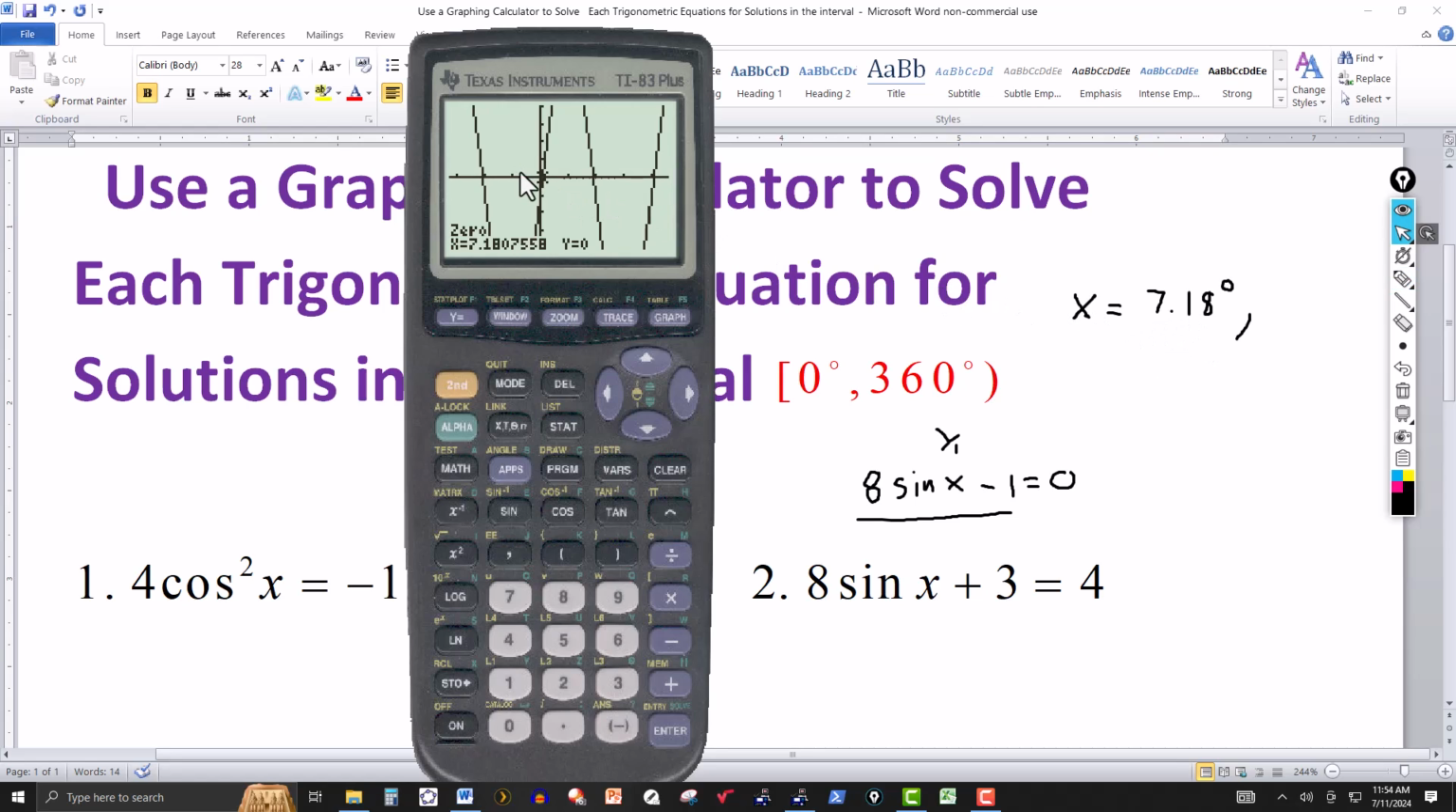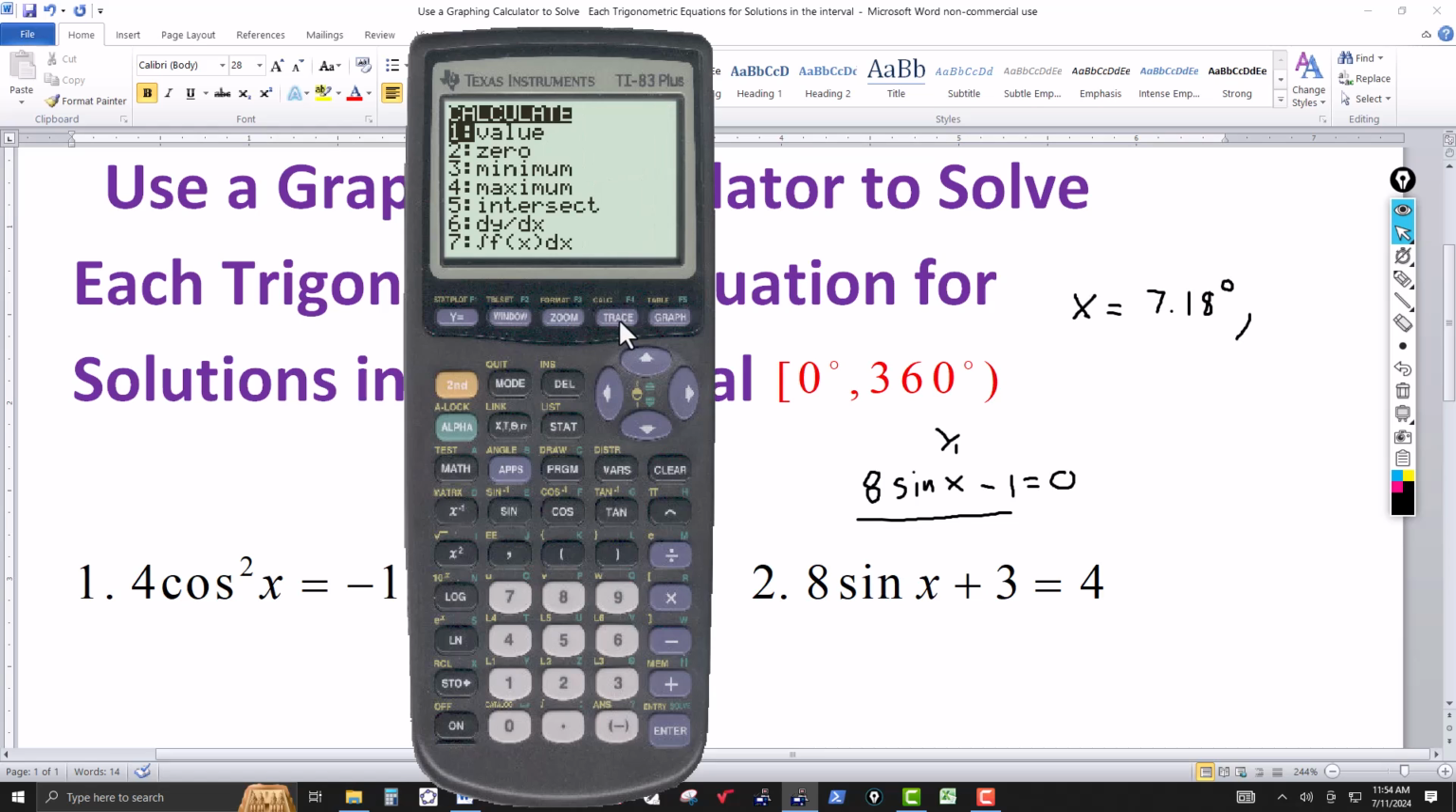Okay, so that's one solution. Now the other one's going to be somewhere over here. See, the next one will be right there. So again, let's go second, calculate. Again, I want 2 here. I want a left bound, so I want the cursor to the left of this point right here. So let's hit the right arrow key here. There comes the cursor right there. So right there, I want it to the left, so I have it. Doesn't have to be right, real close to it, as long as it's somewhere in there. Hit enter. Now it's asking me for the right bound. So I go past this point. Now it wants the right bound. Okay, so hit enter. Now it wants a guess. You can ignore it and just hit enter.